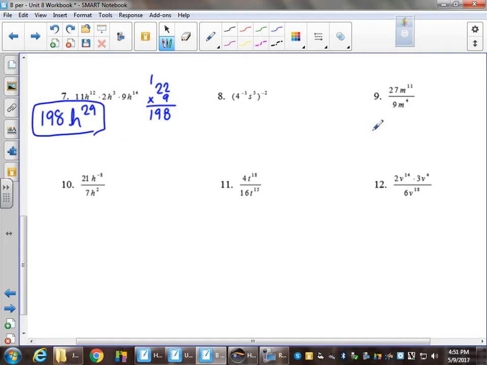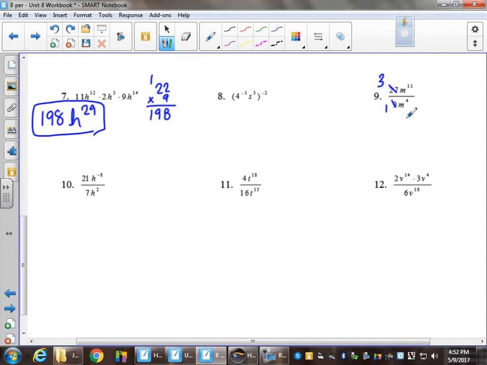Number 9, let's get into some division. So my first focus point is right here, 27 divided by 9. I know that 9 goes into itself once and into 27 3 times. Another way of thinking of that is that 27 divided by 9 is 3.